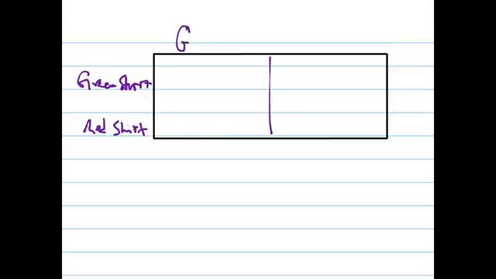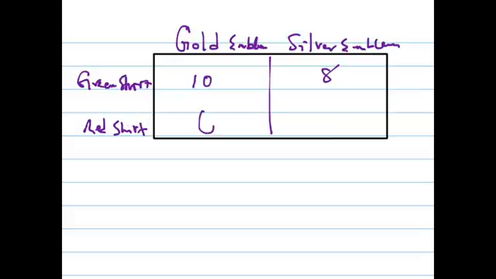Then you have a possibility of a gold emblem or a silver emblem. And so the shirts that you ordered: 10 green shirts with gold emblems, 8 green shirts with silver emblems, 6 red shirts with gold emblems, 6 red shirts with silver emblems.